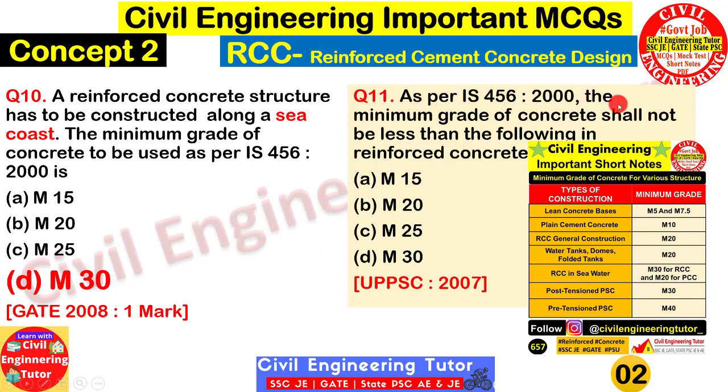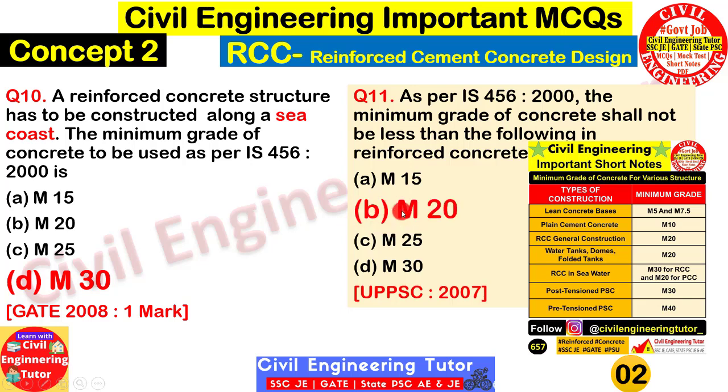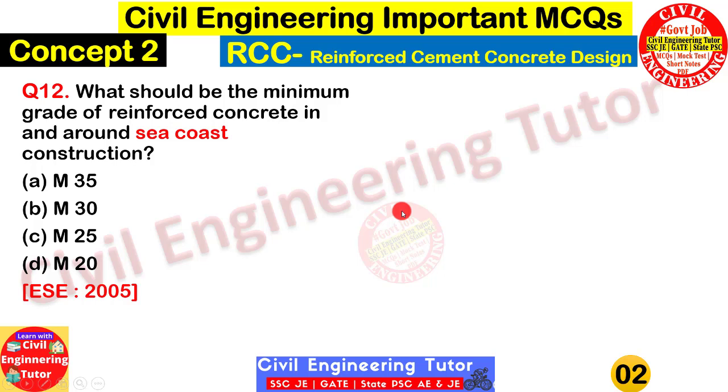As per IS 456/2000, the minimum grade of concrete shall not be less than the following in reinforced concrete. Here there is no mention of sea coast or sea water, and it is simply asked about the minimum grade of reinforced concrete. So we can see RCC in general construction is M20. So the correct answer will be option B. Now moving towards question 12.